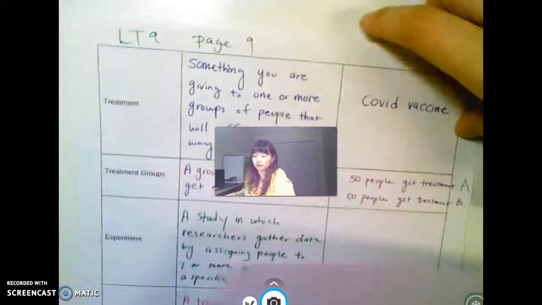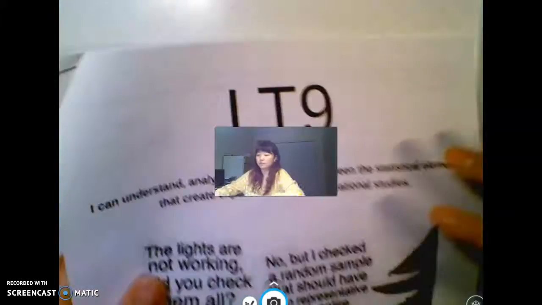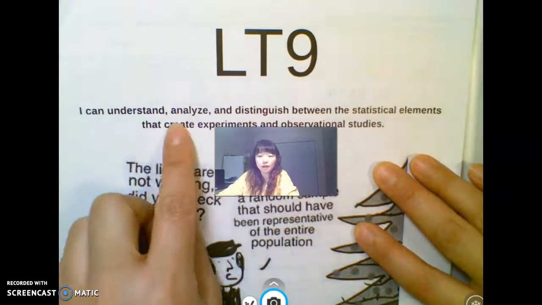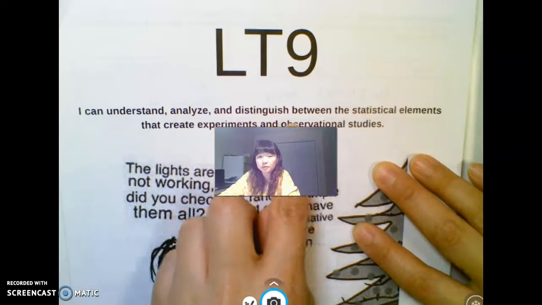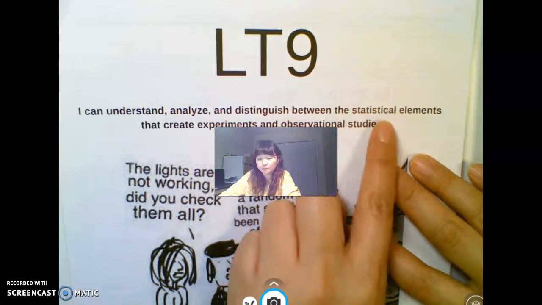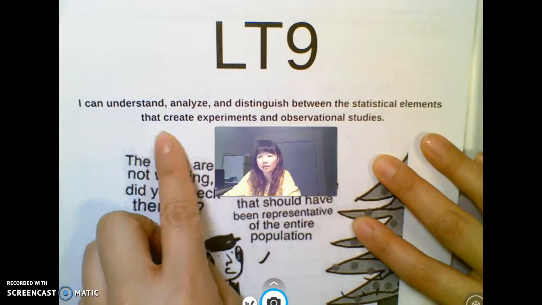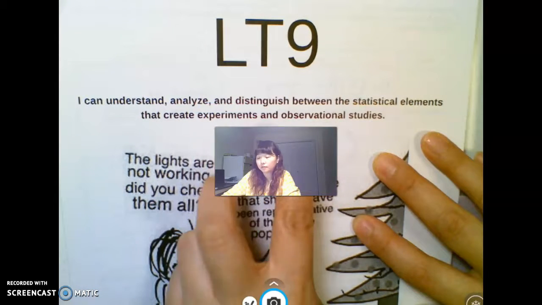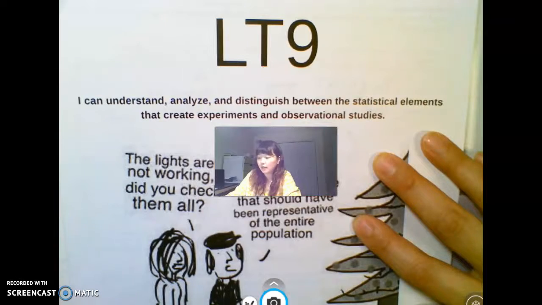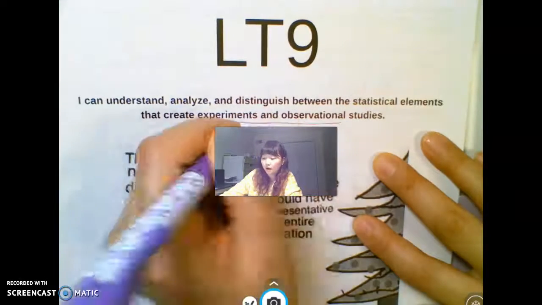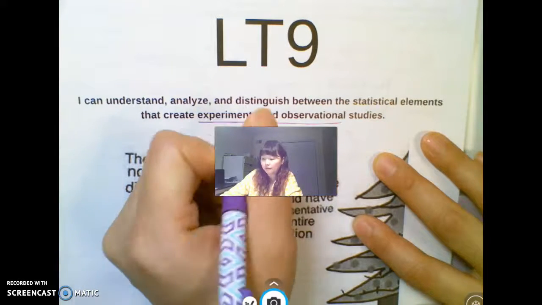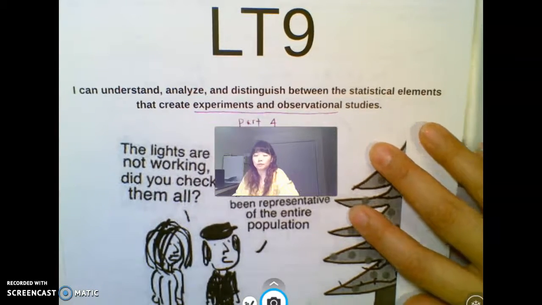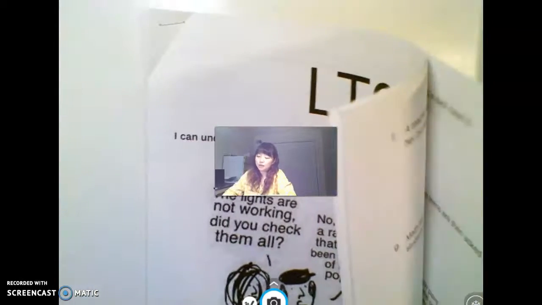If you go back to our very first page with our Learning Target goals, I can understand, analyze, and distinguish between the statistical elements, which is all the samples, that create experiments and observational studies. So now we're talking about these two last things. This is our part 4. What is an experiment and what is an observation?